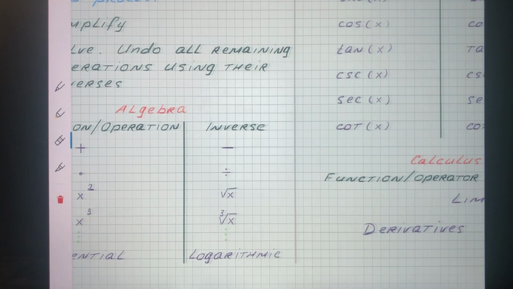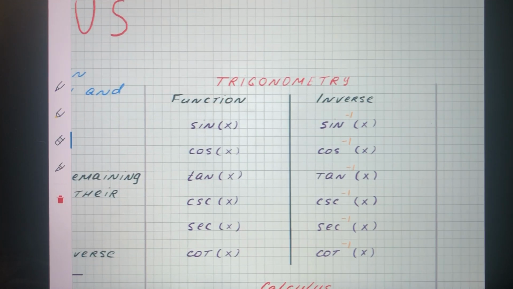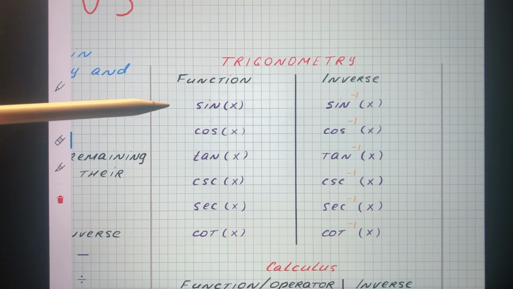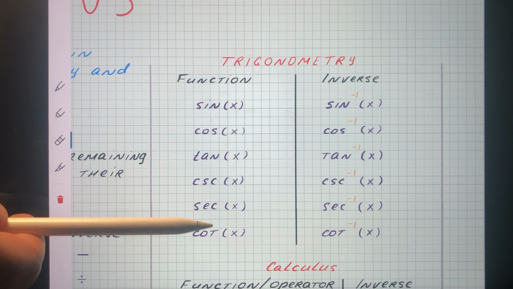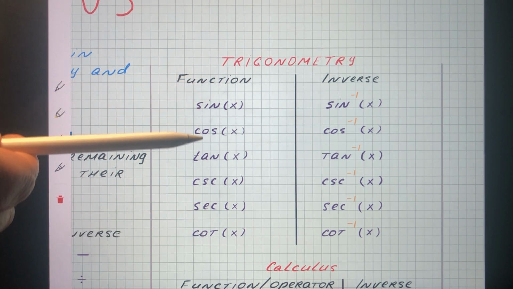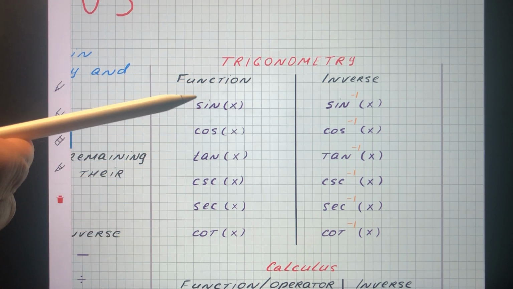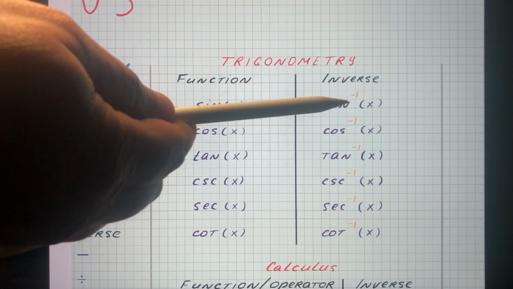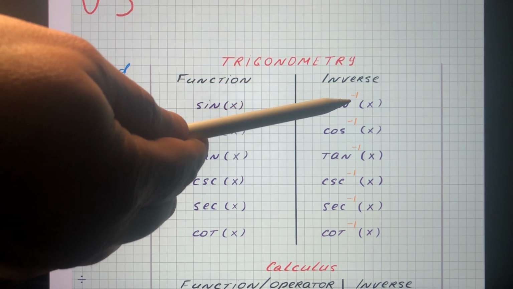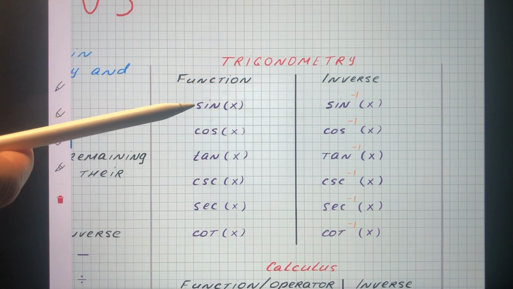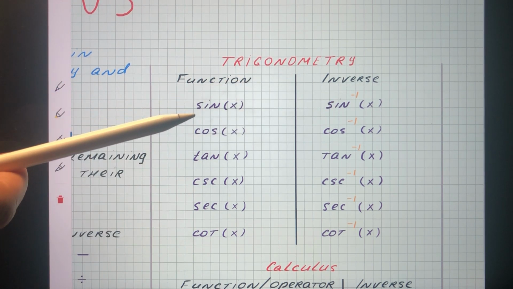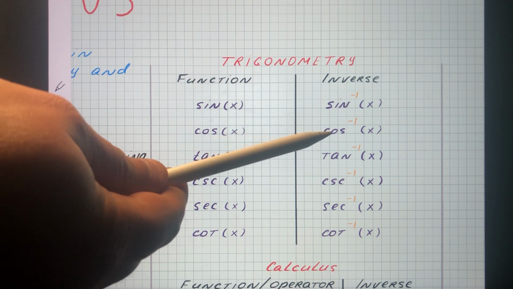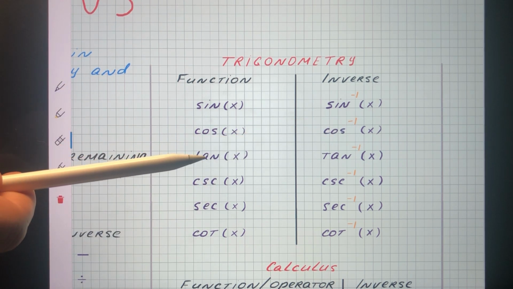When we get to the trigonometry, we get 6 trigonometric functions: sine, cosine, tangent, cosecant, secant, cotangent. Each one of these 6 trigonometric functions comes with their own inverse. The inverse is abbreviated with the power -1. So sine can be undone using sine inverse of x. Cosine can be undone using cosine inverse of x, and so on.